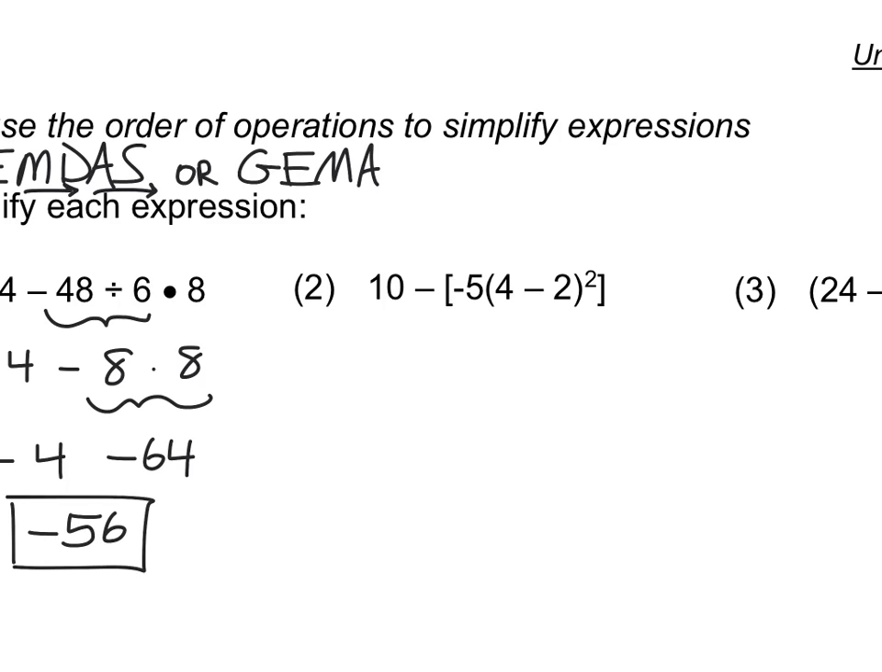I lied. I said that I would just do the first one, and then I'd show you the shortcuts, and that would be the end of it. I want to do the second one also because it's a little bit more complicated. Parentheses first. So 4 minus 2 is 2.